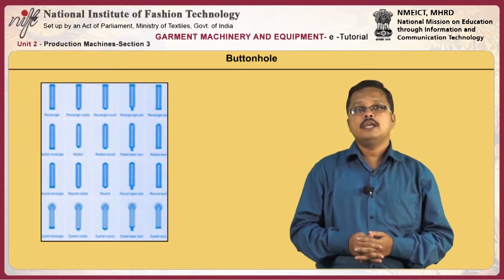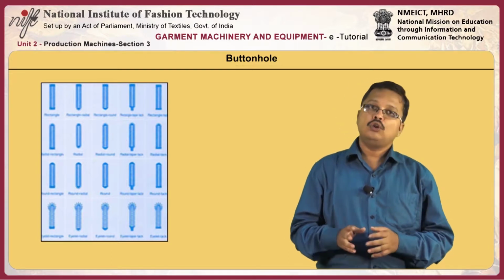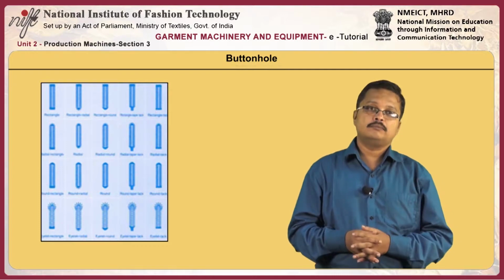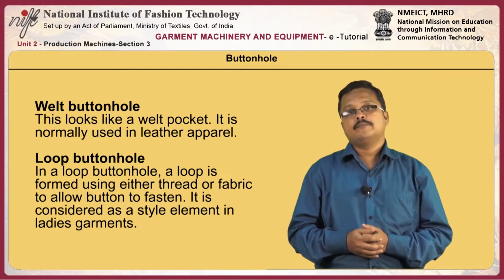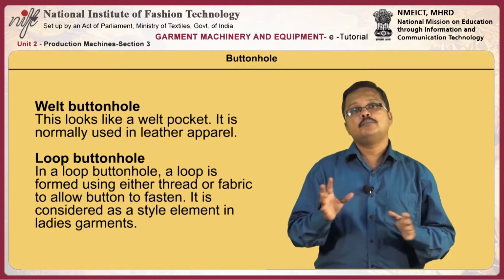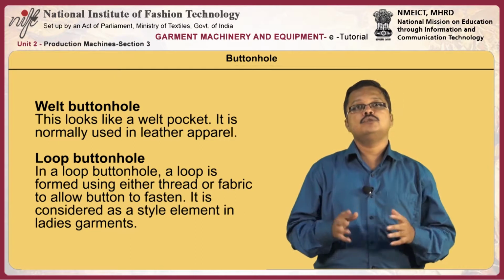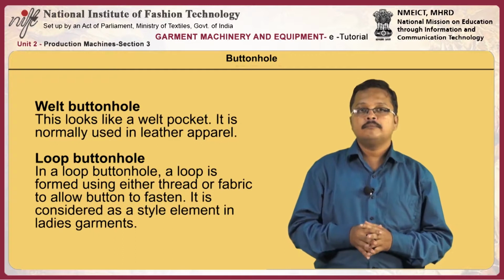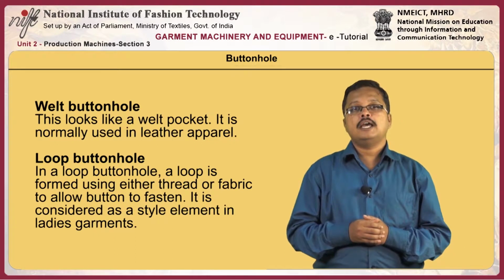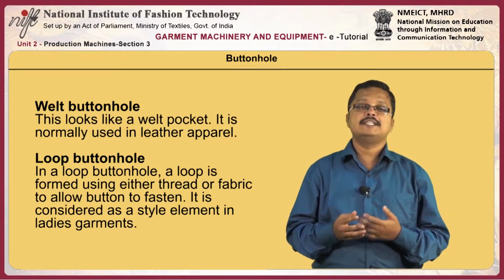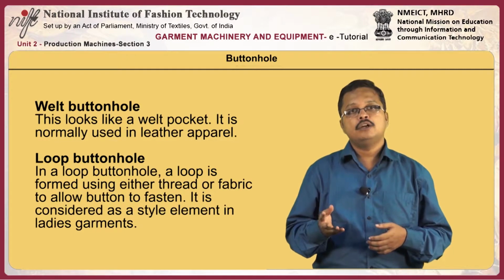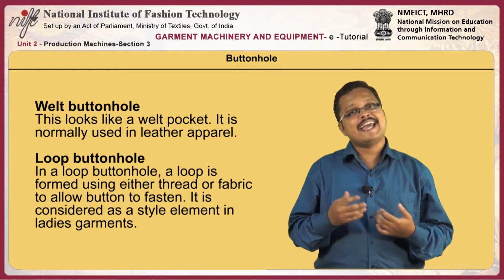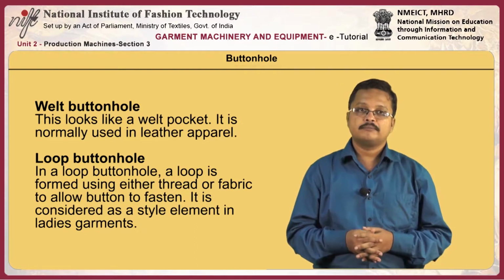A buttonhole can be a welt buttonhole, loop buttonhole, straight buttonhole, or a keyhole buttonhole. Welt buttonhole: this looks like a welt pocket. It is normally used in leather apparels. Loop buttonhole: in a loop buttonhole, a loop is formed using either thread or fabric to allow the button to fasten. It is considered a style element in ladies' garments.